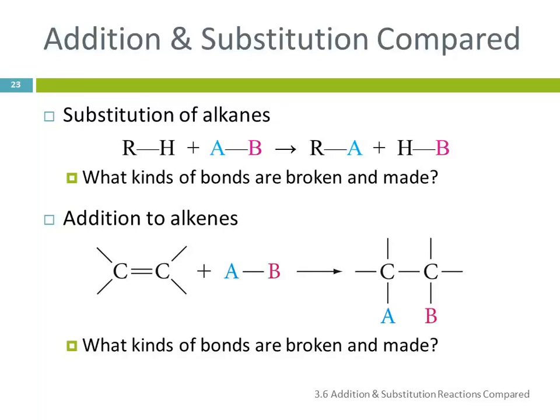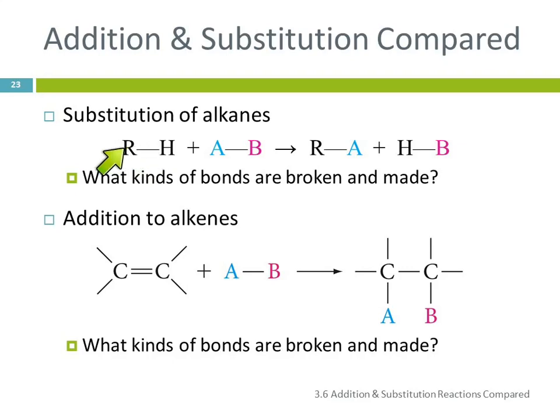And now we're going to get to chemical properties, which is reactions. We've talked about substitution reactions of alkanes. Here we've got an alkyl group with a hydrogen, and we have some compound. It could be water, it could be a halogen, and it's going to substitute for the hydrogen. That's a substitution reaction. So it's helpful to look at what kinds of bonds are being broken and made.